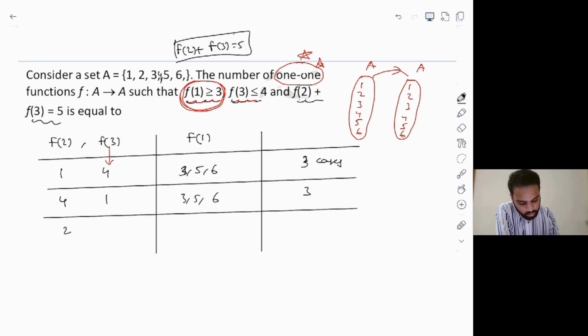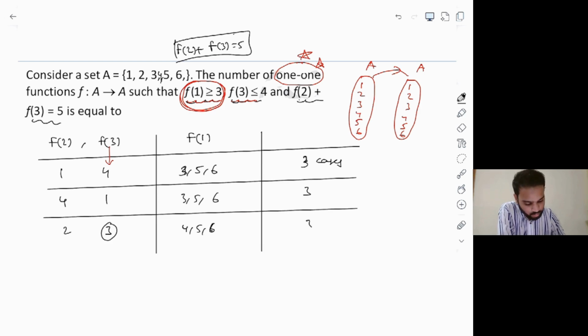f of 2 can be 2 and f of 3 can be 3, because 2 plus 3 equals 5. And if this is the case, what are the possible outputs of f of 1 here? Let's see, f of 1 can be only 4, 5, 6 here, because it cannot take 3, because 3 is already mapped to f of 3 here, right? f of 3 is already 3, so you cannot put f of 1 also equal to 3, because it is a 1-1 function.